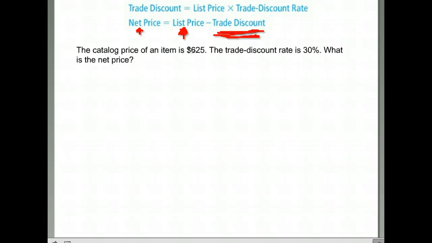It says the catalog price on an item is $625. The trade discount rate is 30%. What is the net price? Okay, so if we look up here, to find the net price, we're supposed to take the list price minus whatever the trade discount is. Okay, so we have a list price of $625. The trade discount is 30%, so basically 30% off.